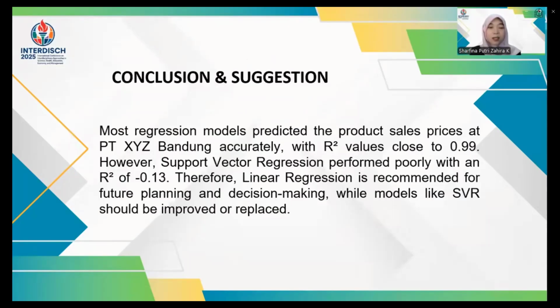Next, conclusion and suggestion. Most regression models predicted the product sales price at PT XYZ Bandung accurately, with R-square values close to 0.99. However, support vector regression or SVR performed poorly with an R-square of negative 0.30. Therefore, linear regression is recommended for future planning and decision making, while models like SVR should be improved or replaced.